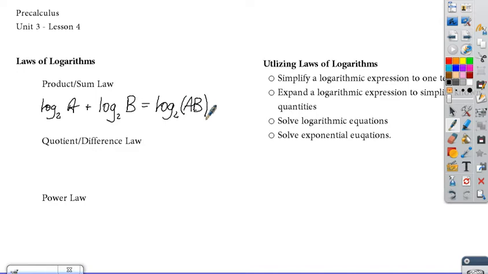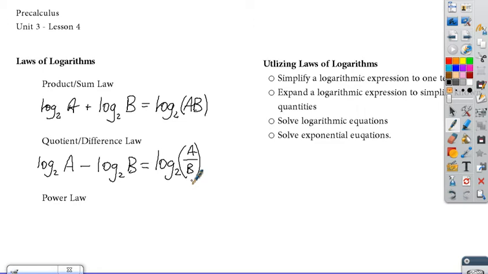You have the quotient difference law, similar idea. If I have log base 2 of a minus log base 2 of b, I could combine those two log statements into one. That would say log base 2 of a divided by b. Now it doesn't matter what the base is, I'm just using 2 as a general number, as long as the bases match is the important part.